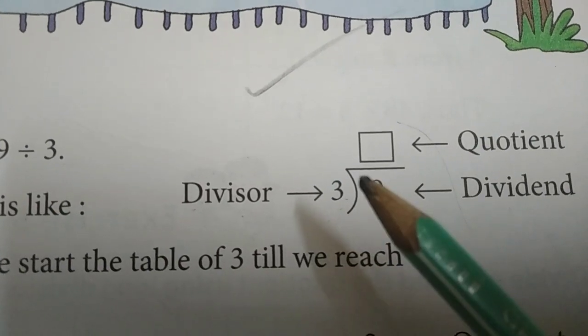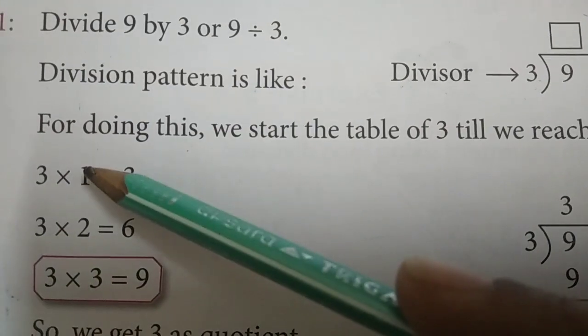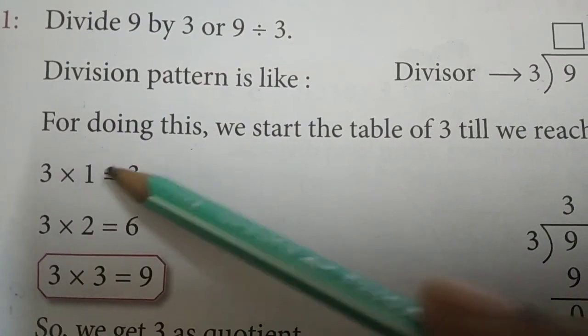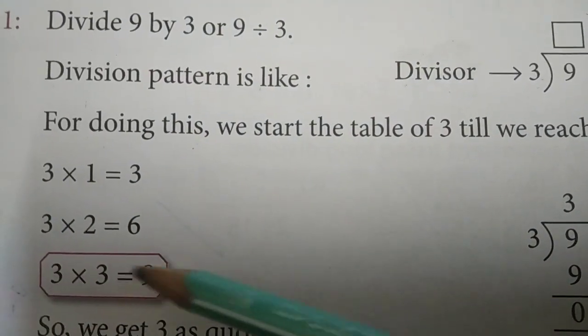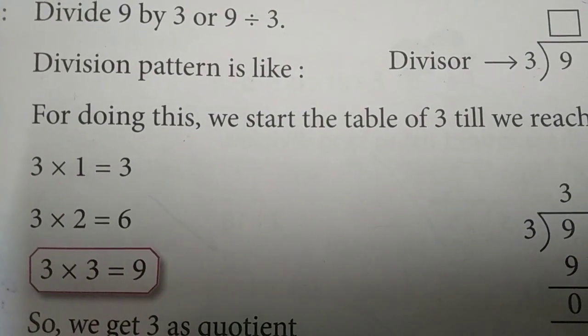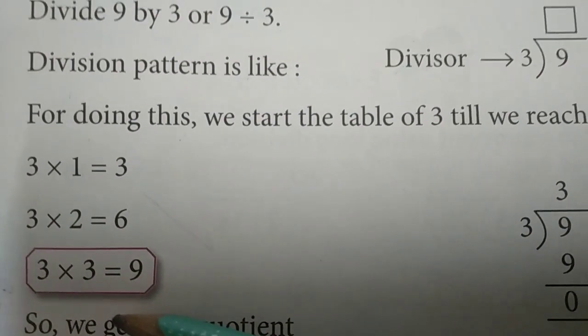Now you have to read 3 table, that is you have to write 3 table beside that. 3 1s are 3, 3 2s are 6, 3 3s are 9. You have to write complete table, children. Don't write till this much only, okay?